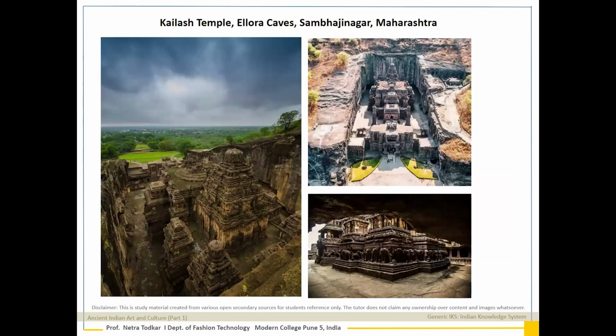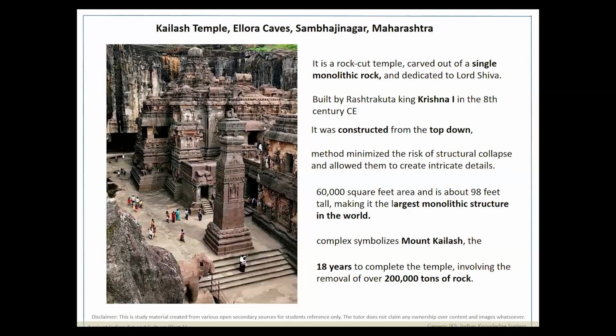The Kailash Temple, Ellora Caves in Sambhajinagar, Maharashtra. It is a rock cut temple carved out of a single monolithic rock and dedicated to Lord Shiva. It was built by King Krishna I in the 8th century CE, that is around 1200 years ago. It is constructed from top to bottom.